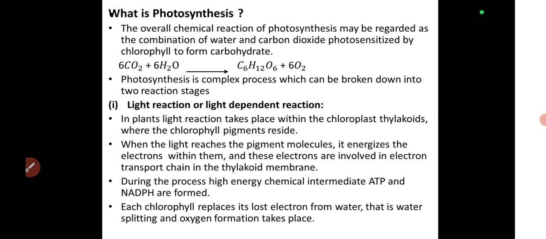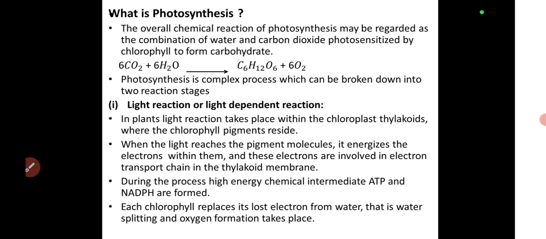Photosynthesis is a complex process which can be broken down into two reaction stages. The first is the light reaction, or light dependent reaction, and we know that the light reaction takes place at grana. In plants, the light reaction takes place within the chloroplast thylakoids, where the chlorophyll pigments reside. When the light reaches the pigment molecules, it energizes the electrons within them, and these electrons are involved in the electron transport chain in the thylakoid membrane.